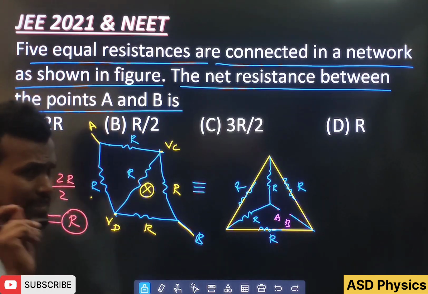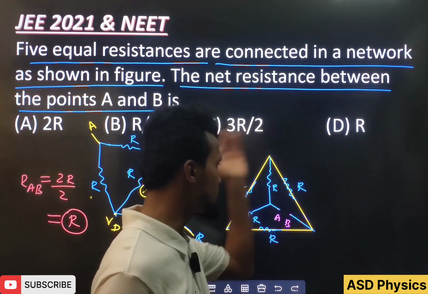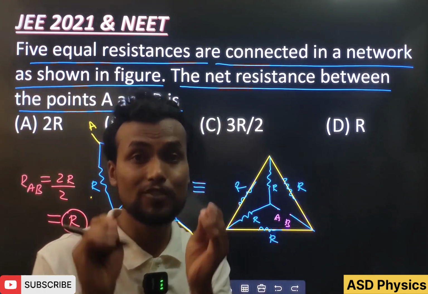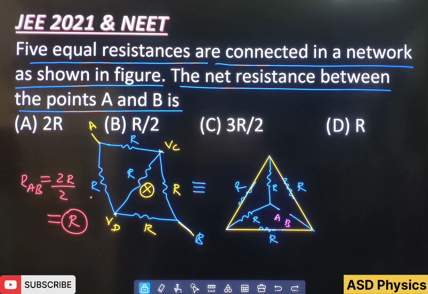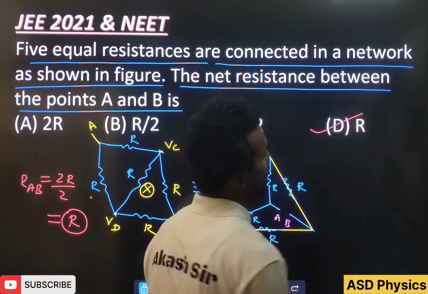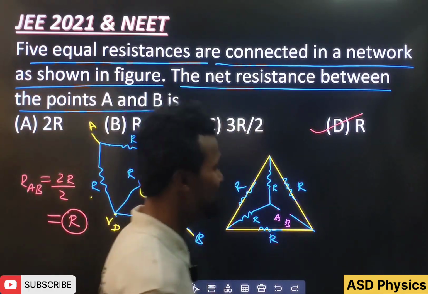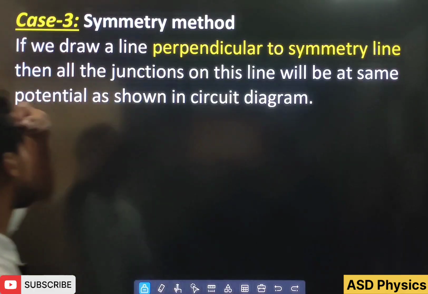R. So remember that in the case of a Wheatstone bridge, if all the resistances are R, the equivalent is also going to come R. Similarly, if all the resistances are 10 ohm, the equivalent is going to be how much, students? 10 ohm. Which option is correct? You can see very well, the correct option is option D. Okay, great.